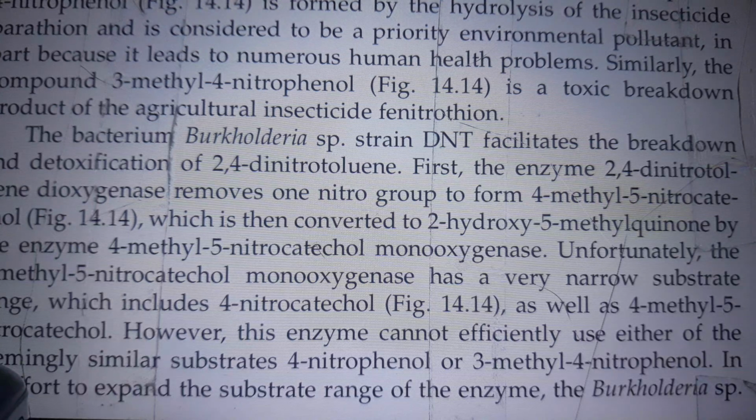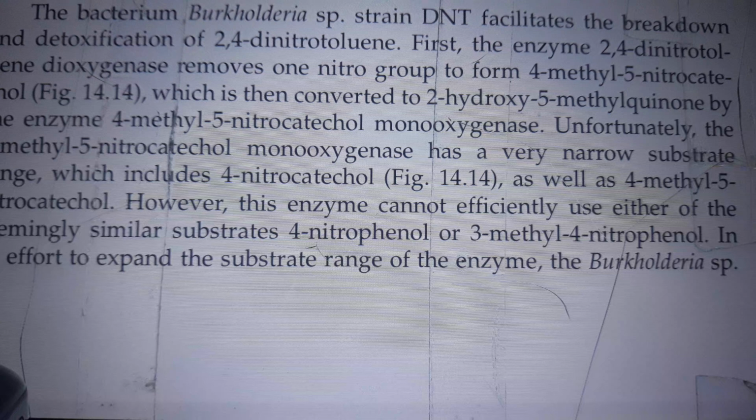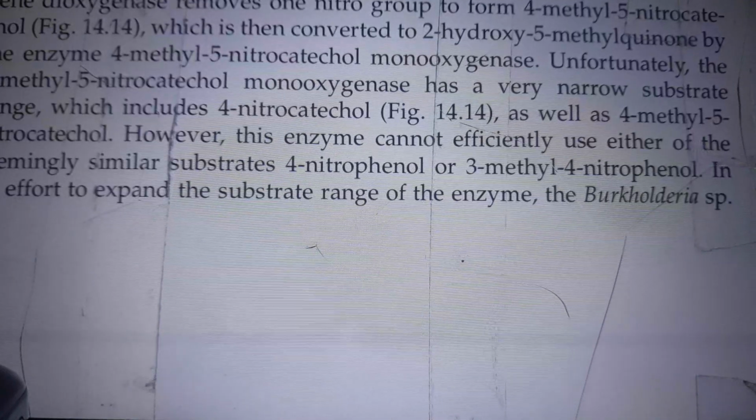Similarly, the compound 3-methyl-4-nitrophenol is a toxic breakdown product of the agricultural insecticide fenitrothion. The bacterium Burkholderia sp. strain DNT facilitates the breakdown and detoxification of 2,4-dinitrotoluene. First, the enzyme 2,4-dinitrotoluene dioxygenase removes one nitro group to form 4-methyl-5-nitrocatechol, which is converted to 2-hydroxy-5-methylquinone by the enzyme 4-methyl-5-nitrocatechol monooxygenase.